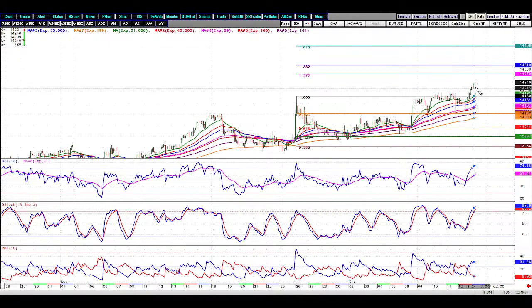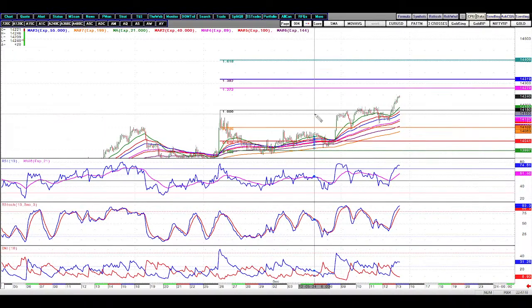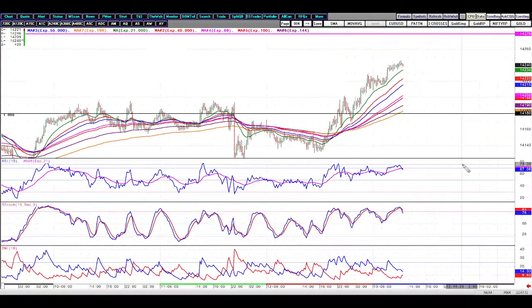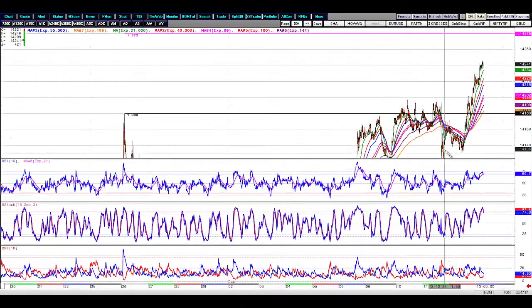Now let's say we do a nearer projection. My entry should be 142.10, then stop loss 141.80, then TP 142.80 and 143.10. No change on that. Now I want to be in this trade.